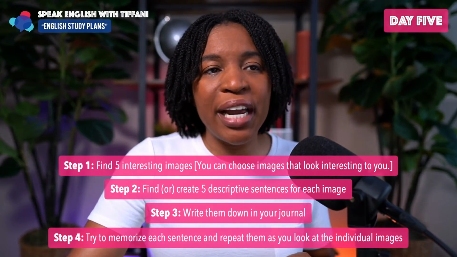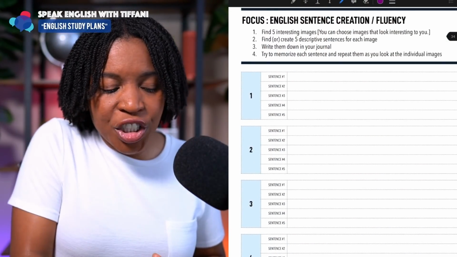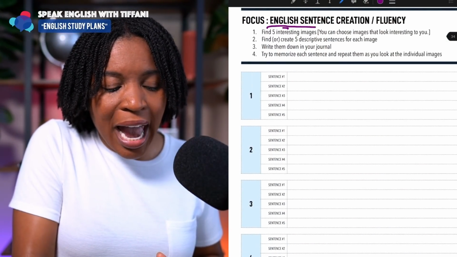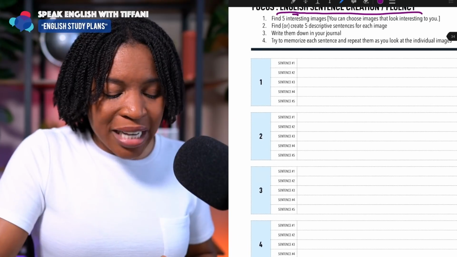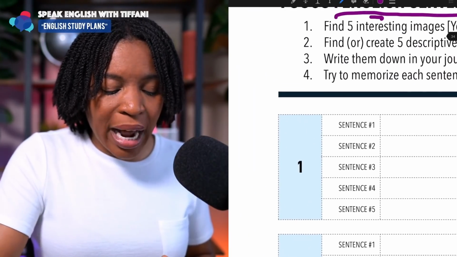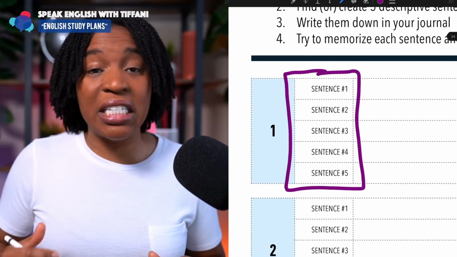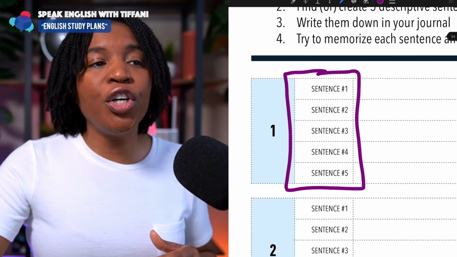Now, let me show you again what it looks like inside of my journal. So right here, I have, again, English sentence creation and fluency. But notice how I've broken it down. I'm picking 5 images, and then what I'm doing is right here, writing 5 descriptive sentences in my journal. And I want you to do the exact same thing. So day number 5 is starting to create sentences. You're starting to put into practice what you've been learning.